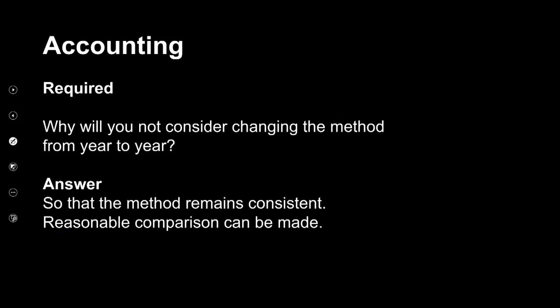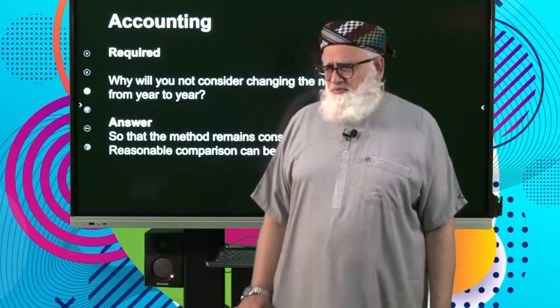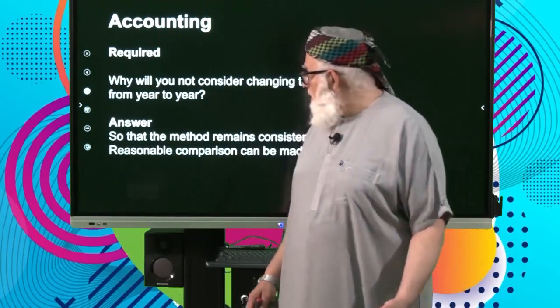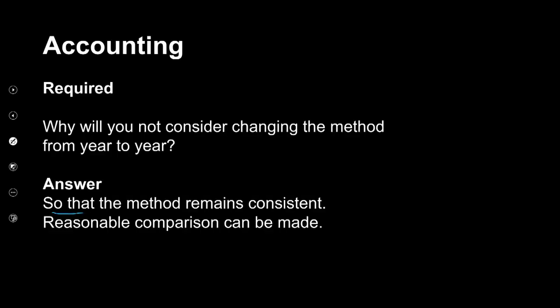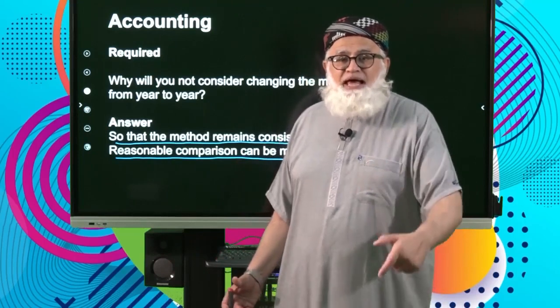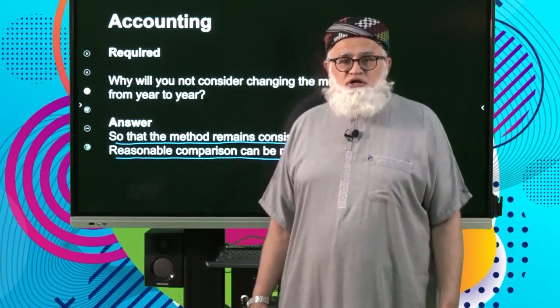Why will you not consider changing the methods from year to year? I mean, come on, this year we use cost price, next year we use diminishing balance, and then we revert back to cost price. Can we do that? The answer is no. The method remains consistent, reasonable. You must be able to do a comparison. There must be a reasonable comparison from one year to the next year. Obviously, it's open to abuse. And if you want to just keep on changing it, then obviously that is not in line with international financial reporting standards.